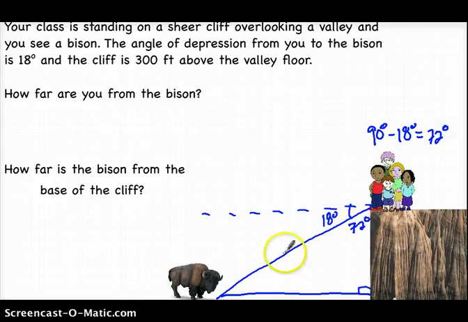You could also think back to some geometry. You have a parallel line here and a parallel line at the ground, so alternate interior angles are equal. So if this is 18 degrees here, so will this angle at the bottom be. And again, you can use either one of those two angles. We also know the cliff is 300 feet high, according to the problem. And the first question is asking us, how far are we from the bison? So how far are we as a class from that bison?